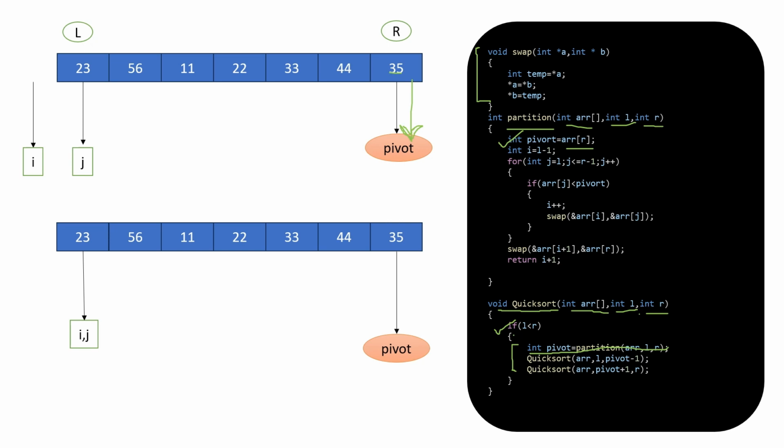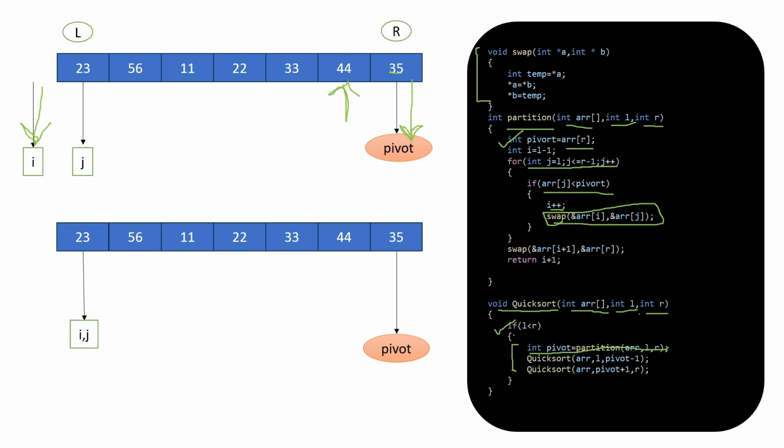It means that i will be somewhere here, and we start the loop from j equals L to j smaller than or equal to r minus 1. So it iterates till here. If our array j element is smaller than the pivot, then we increment the i index and we swap the array i element and the array j element.